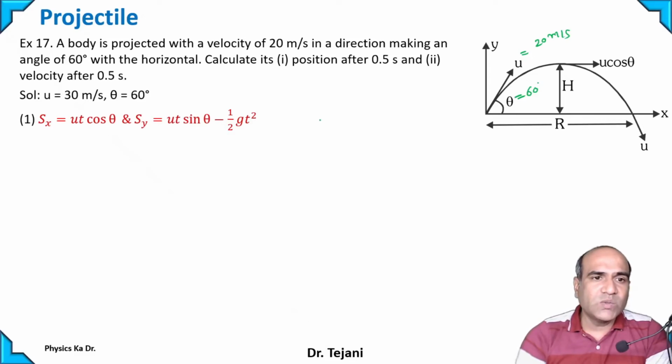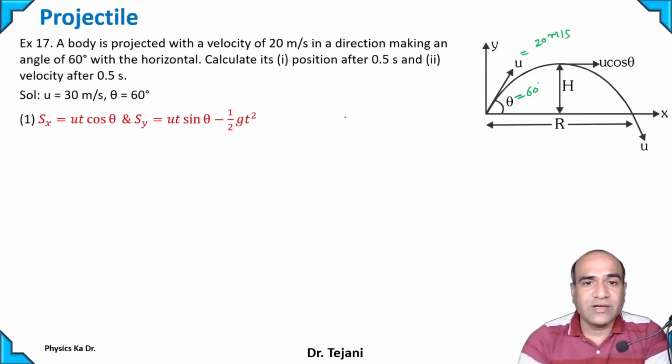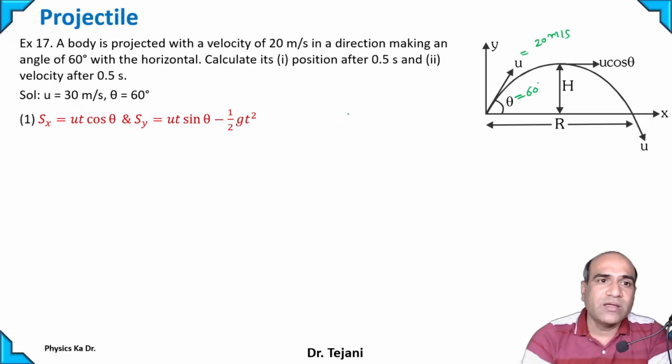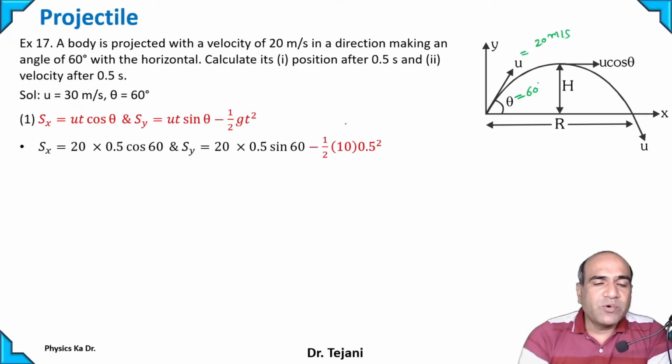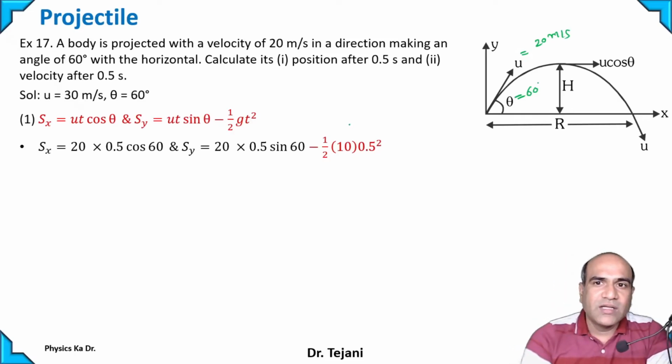So we have the big S. We have Sx is equal to u t cos theta, Sy is equal to u t sin theta minus 1 by 2 g t square. So you can put x is equal to 20 multiplied by 0.5 cos theta. You can find the position. For the position, we know that S is equal to ut plus 1 half at square.